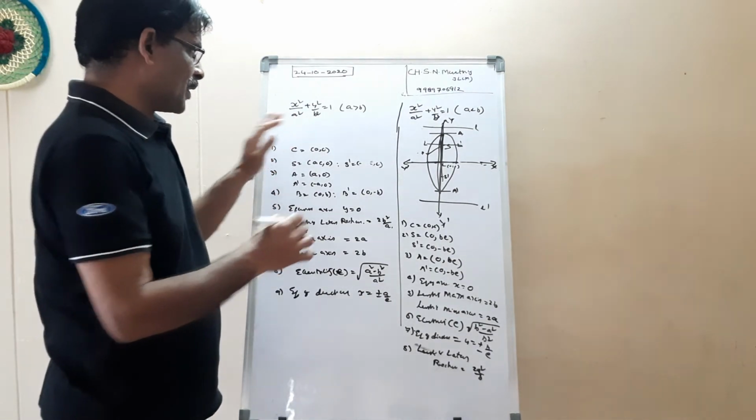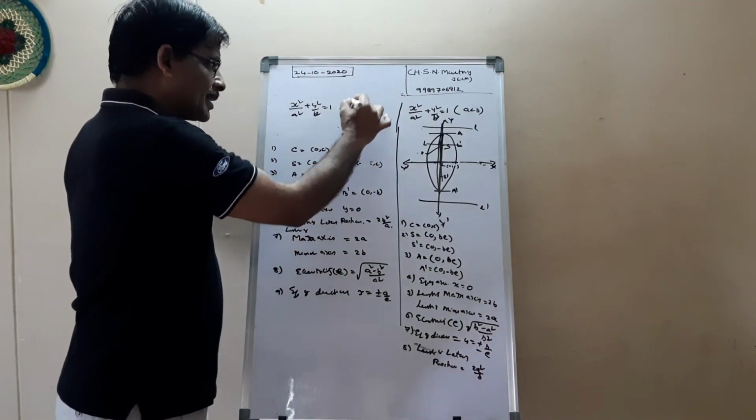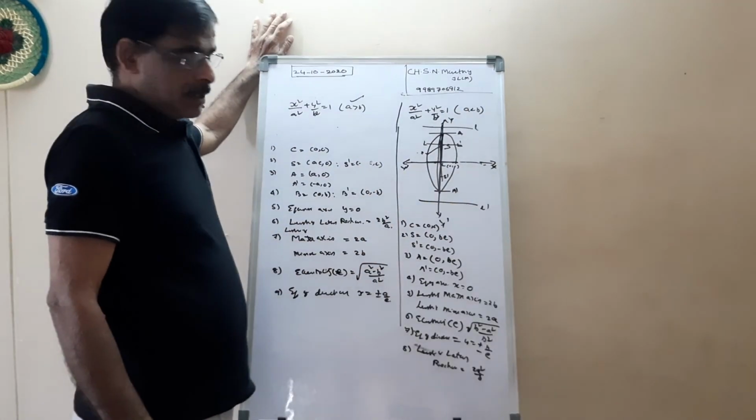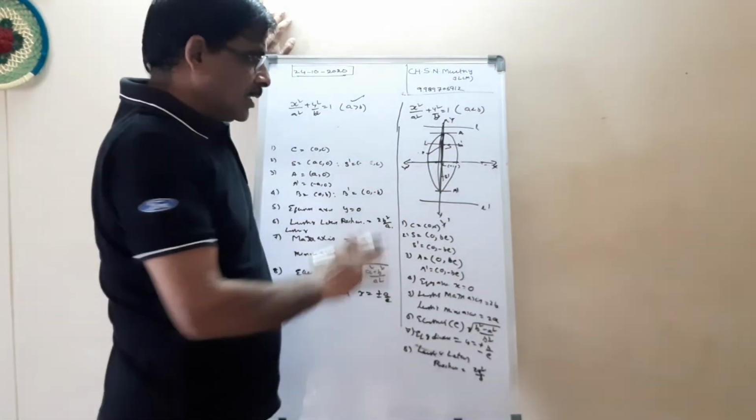See, this is the first step of ellipse. When a is greater than b, and when a is less than b, these are the two types. Okay, thank you. I hope you understood this information.